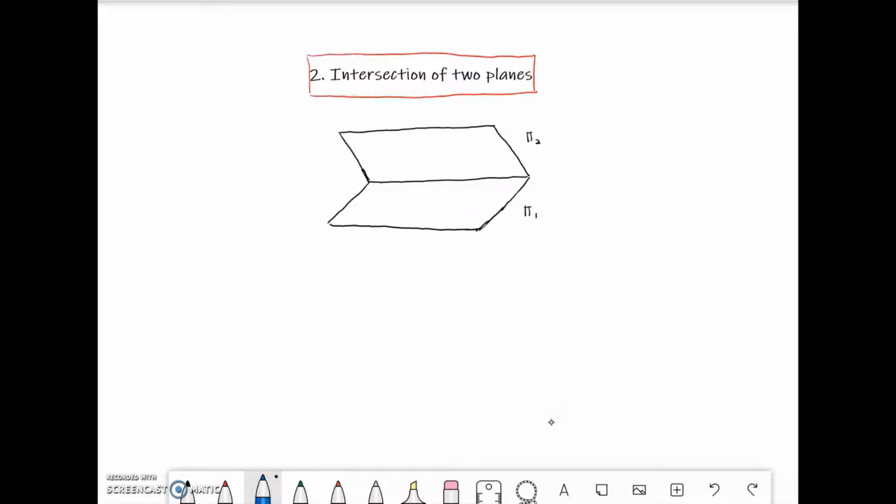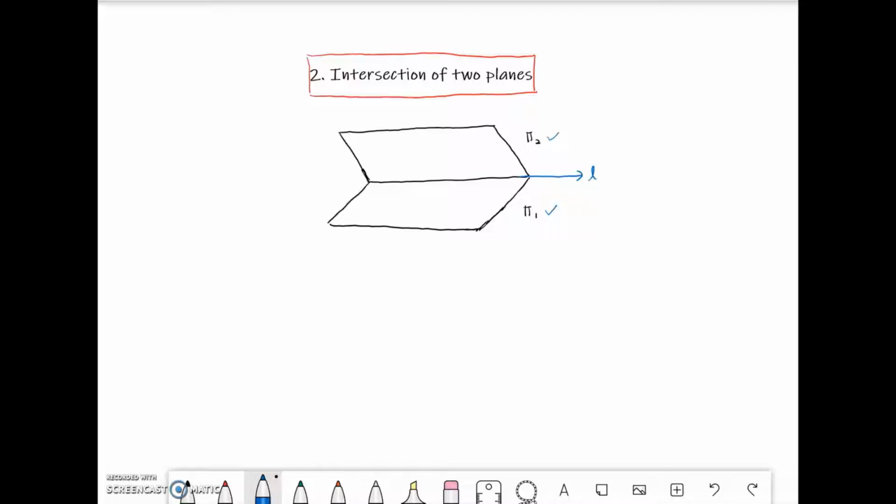Now let us focus on the next topic, which is the intersection of two planes. Let's say we have two planes. The first plane is denoted as pi 1 and the second plane is denoted as pi 2. When these two planes intersect, we will obtain a straight line between them, which we denote as L.